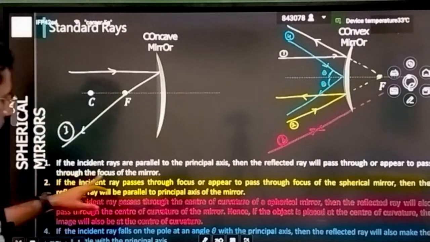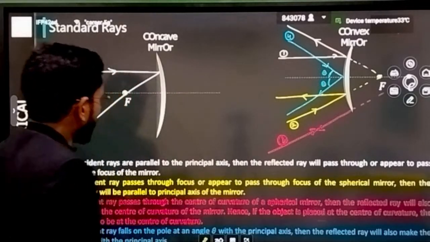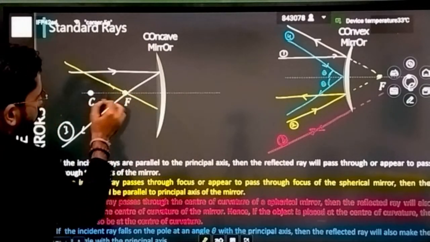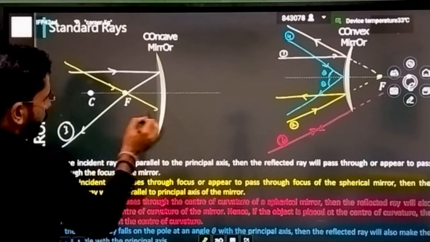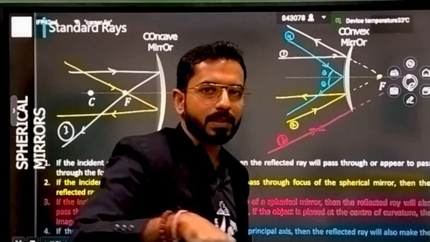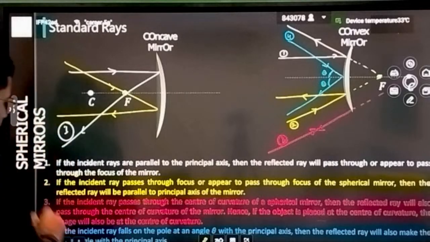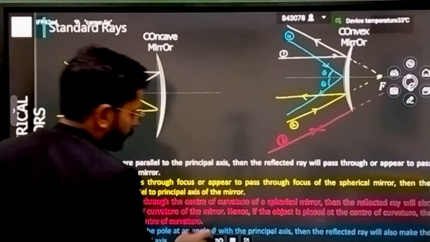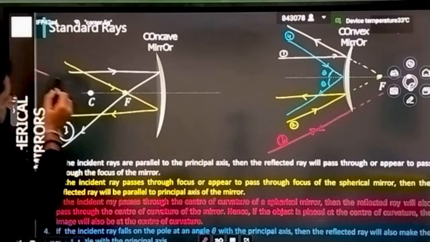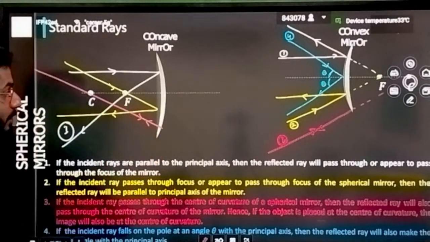Second kind, if the incident ray passes through the focus, after reflection, what will happen? It will become parallel. Vice versa, अगर parallel है तो focus से pass करेगा, अगर focus से pass करेगा तो parallel हो जाएगा. Simple. Next one, if the incident ray passes through the center of curvature, it always retraces its path. अगर इस पाथ पे गया तो वापस इसी पाथ पर रिवर्स हो जाता है.